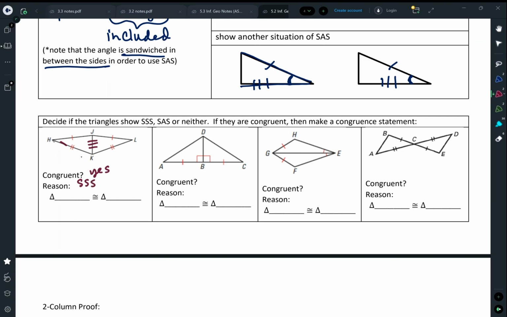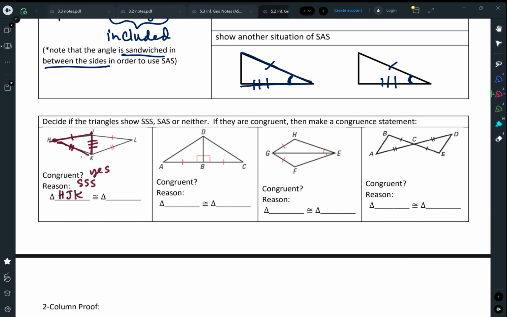So my first triangle, I'm going to start at H, then I'm going to move along the side that has the one congruent mark on it, and then I'm going to go down the middle, and then I'm going to go up the one that has the two little slash marks on it. So let's see, it's going to be H and then J and then K.